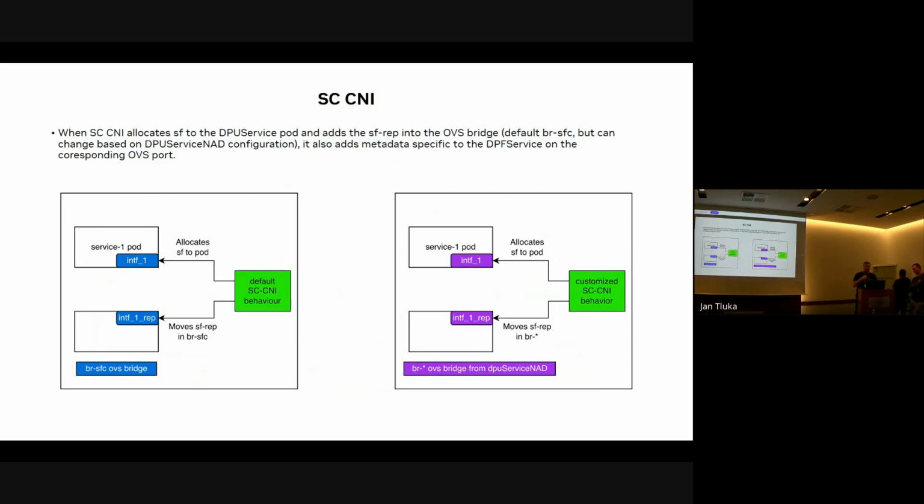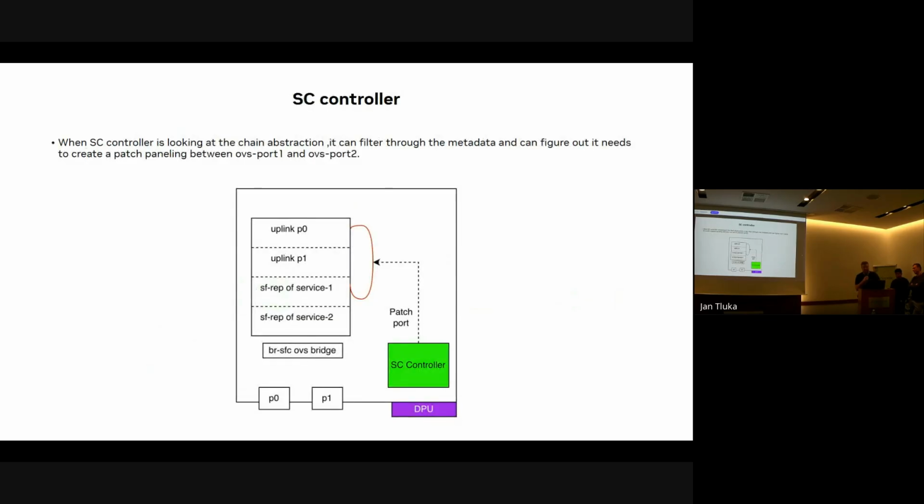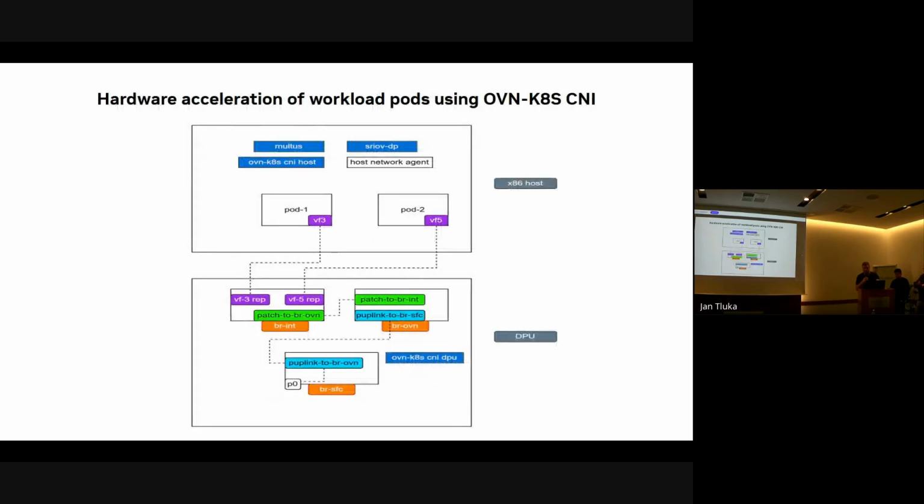Now, in order to have the actual SF or VF or VET inside the workload, we need a CNI. So we also have the service chaining CNI. It's a secondary CNI that runs on the DPU. By default, it plugs the ports on the BRSFC bridge, but it can be, again, used in combination with DPU service NAT to put it into different bridges. And yes, it will also add the metadata that's specified inside the DPF service. Okay. And the service controller is just a chain abstraction and allows you to filter metadata, and basically you can say which port can talk with which port. It's pretty straightforward.